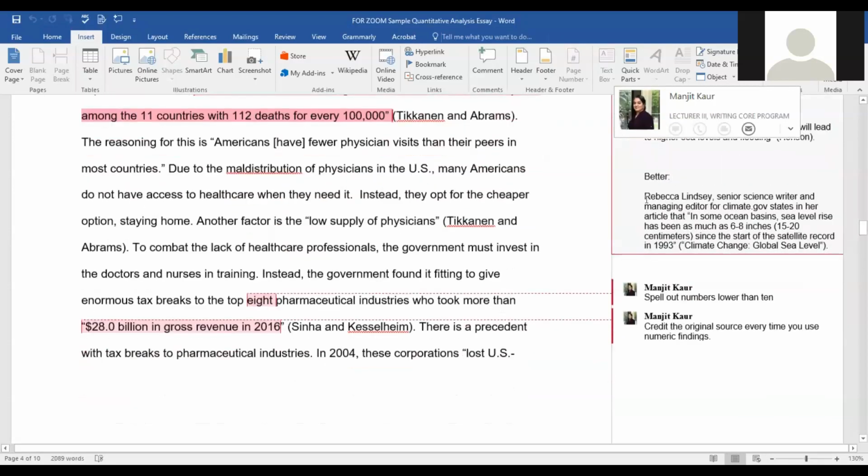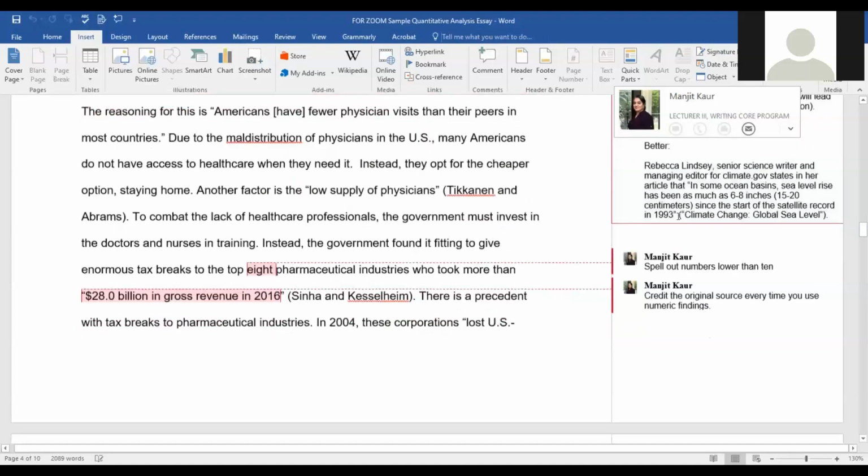Here's a better example. It says Rebecca Lindsay, senior science writer and managing editor of climate.gov, states in her article that in some ocean basins, sea level rise has been as much as 6 to 8 inches since the start of the satellite record in 1993. Did you all know this? No. Even if someone did, maybe a couple of you did, maybe I read about it, but this is not common knowledge.